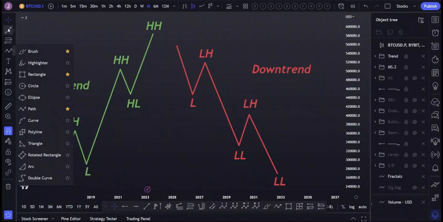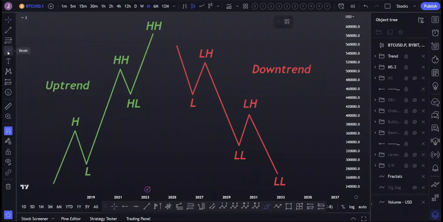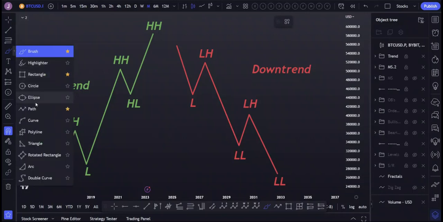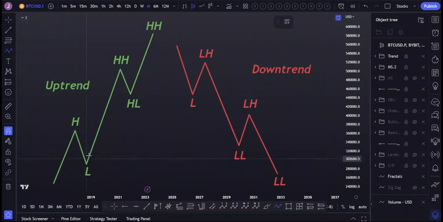Just come right here to the 1, 2, 3rd icon down. Click your arrow right there. See, now it's a brush. Click your arrow, open it up, and you'll see the path. Put a star on it and it'll add it to your toolbar down here so that you can use it, and right there will be your path. Okay, so I click my path, and then this is how I am going to be identifying the market structure.